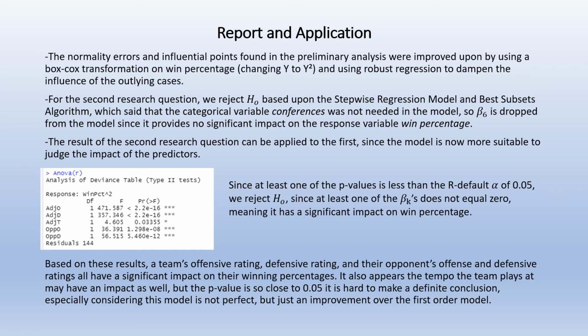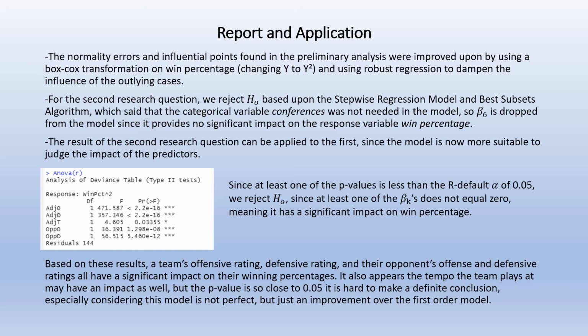So as previously discussed, the normality and the influential points found in the preliminary analysis showed that these were the main issues with the first order model, and these were fixed with using robust regression to dampen the influential points and using a Box-Cox transformation for transforming the y variable win percentage to y squared. Now for the second research question, we definitely reject the null hypothesis based upon the stepwise and best subsets algorithm, which showed that the categorical variable conferences was not really needed to predict win percentage. So beta 6 could be dropped, meaning that not all betas were significant in determining win percentage.